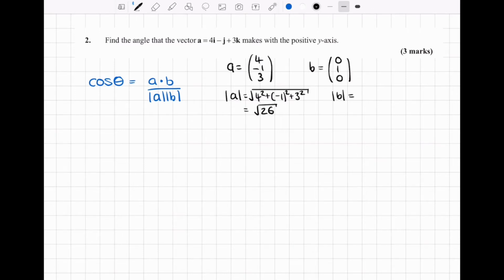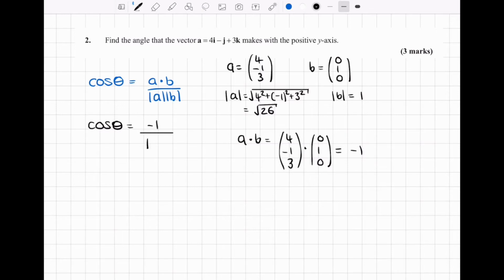Magnitude of A is root 26, magnitude of B, much easier, is just 1. And finally the dot product of A and B, so 4 times 0 plus minus 1 times 1 plus 3 times 0, that gives minus 1. And then we can put that into our formula for cos of theta equals minus 1 over root 26, and we get our final value for theta.